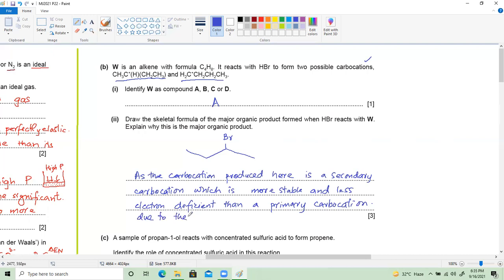Due to the inductive effect of 2 alkyl groups.